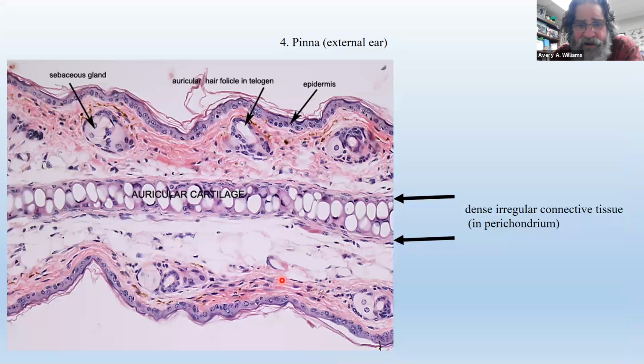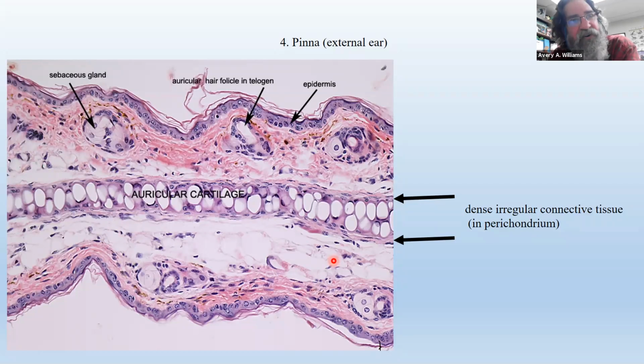And then look right here. You see this little band of tissue on top of the cartilage? You see it right there? It looks just like this stuff, and it is the exact same stuff. So here and here, it's also dense irregular connective tissue, but forming something completely different, because tissues can have other functions.